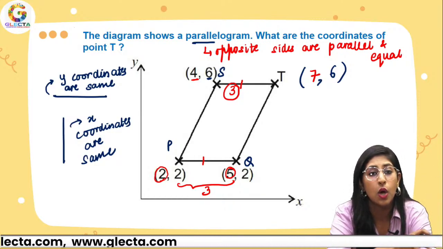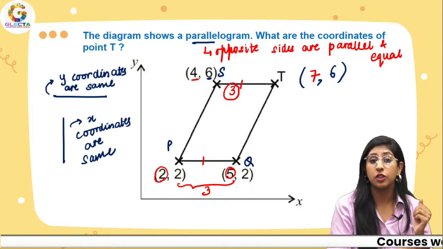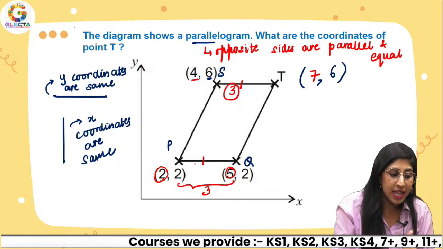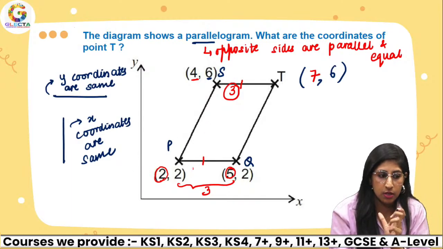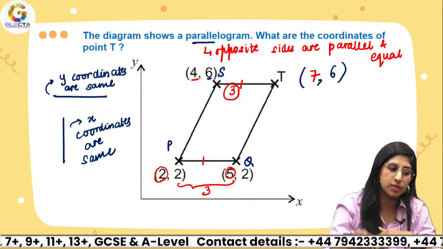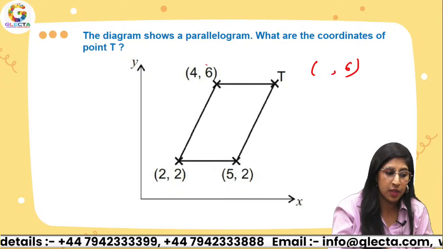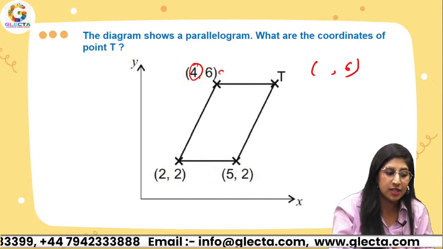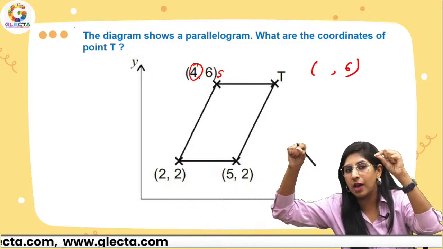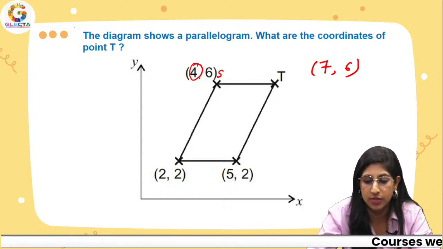Okay, Jason is asking, why is it not 6,6? See, what are we doing over here? As I said, the opposite sides are going to be parallel and equal in length. If the length of PQ is 3 units, so of course the length of ST, the line above it, will also be 3 units. So over here what you can understand is the y coordinate was definitely 6. For the x coordinate, if this length, let's say ST, is 3 units, it's starting from 4, then 3 boxes ahead. 4 plus 3, 7. So that is why it is 7,6. Alright.